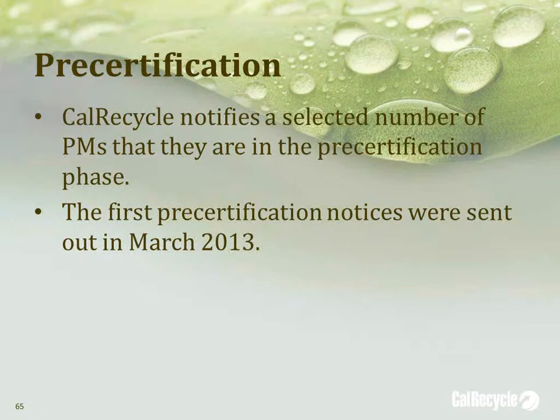Product manufacturers who do not provide official contact information within 90 calendar days of receipt of the pre-certification notice may be subject to penalties as well. At this point, if you have not heard from us, you're not in the 2013 pre-certification. However, our next pre-certification phase will take place in 2014.